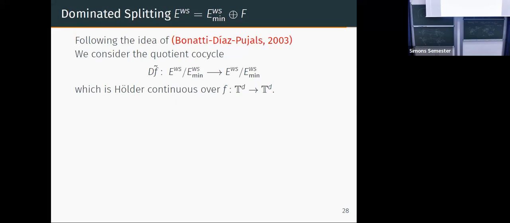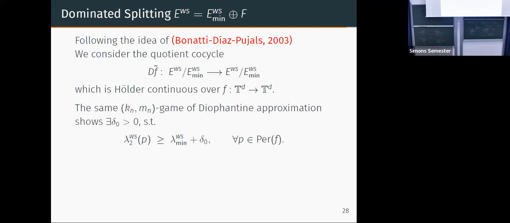Now, to get the dominant splitting, I think it follows, at least I read this lemma from Christian and Lorenzo's paper about how to get the dominant splitting. Right now we have a quotient dynamics on the weak stable modulus, whose minimal exponent is Hölder continuous. You can play the same game again, I don't want to repeat it, and it tells you that the second exponents are uniformly gapped from the smallest one. So that tells you that here you have the smallest exponent, and in the transverse direction you have something else.